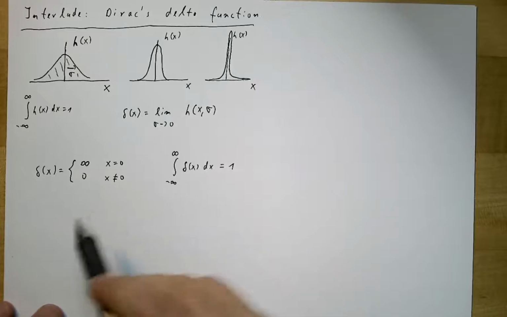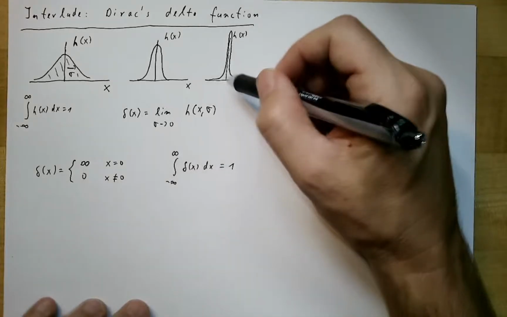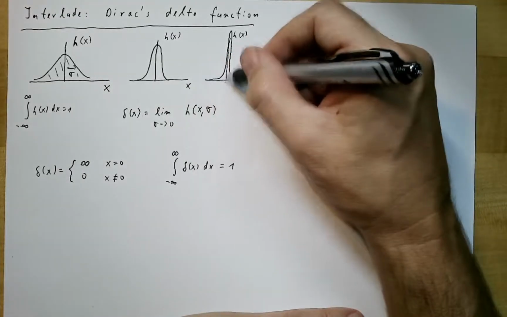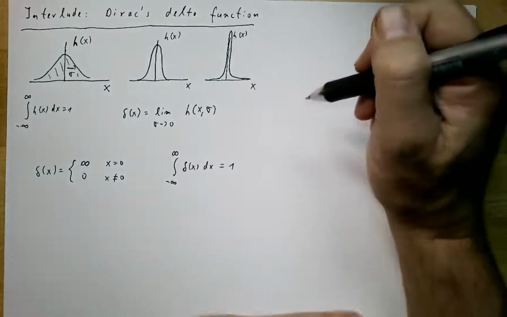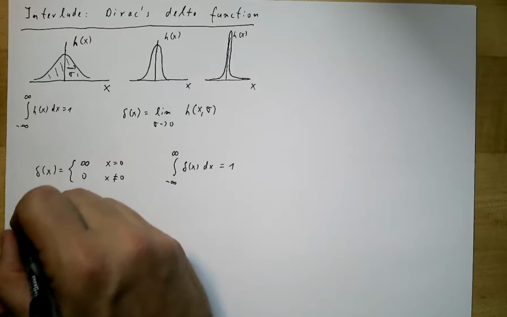Now you could say, okay, that's not a real function, because it's always 0, and then it has this jump here. So actually, such an object mathematically is a distribution.